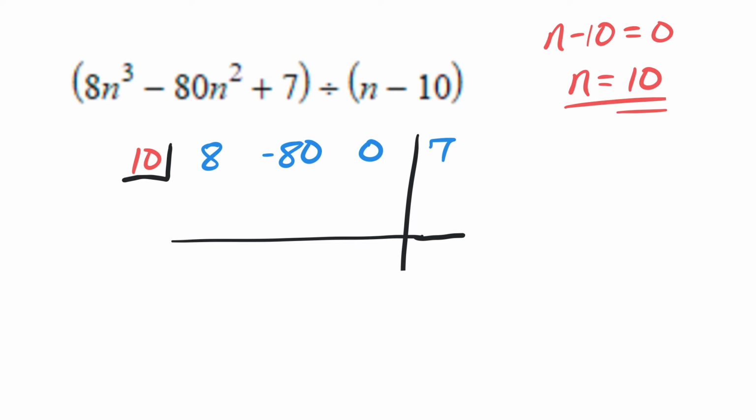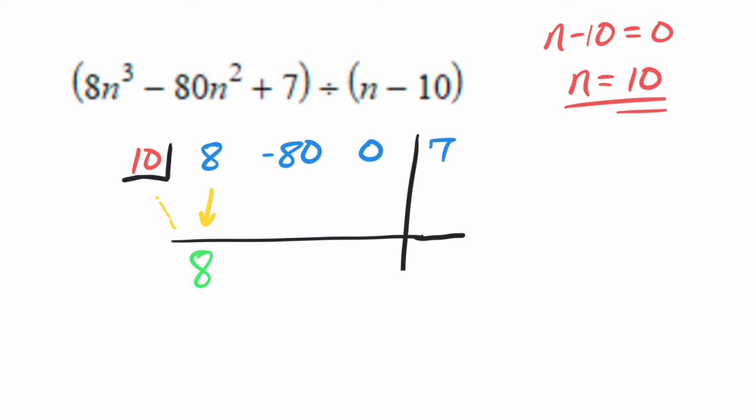Remember, on the synthetic division, the first thing we do, we always drop the leading term. So in this case, we are dropping the 8 to the bottom. We always start with a drop. By the way, I know this will have a remainder because 7 is not divisible by negative 10. It doesn't go in evenly, so I have no choice but to have a remainder when I'm done with this question. All right, so the 8 drops straight down to the bottom.